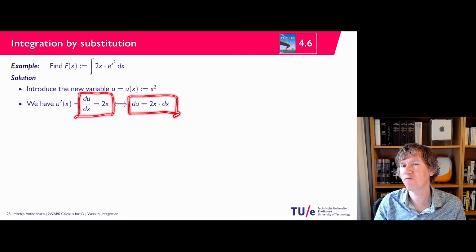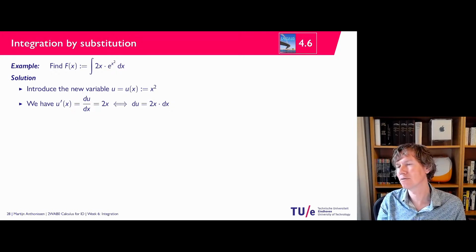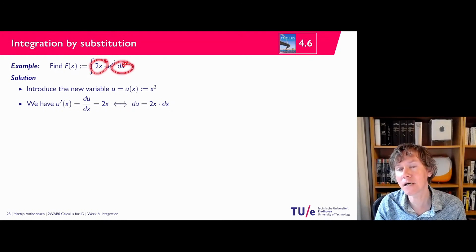So if you find me cheating here, if you think, well, can you do that? Because this here is not really a quotient, is it? It's not du divided by dx, but it's like one notation. So yes, that feels like cheating. Let's say that you can do that. So we have du is 2x dx. So what that means is that the 2x dx that I have here, I can replace that with du.